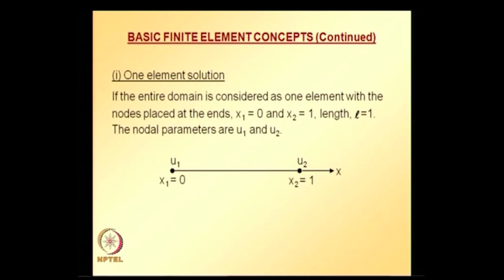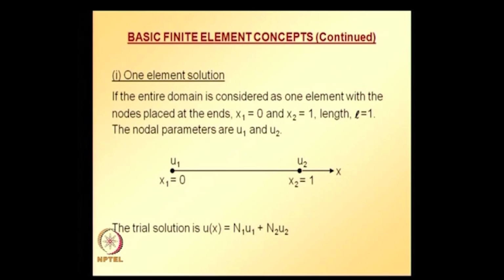The nodal parameters, or the unknowns that are to be determined, are denoted with u1 and u2. u1 corresponds to node 1, u2 corresponds to node 2. And now for this element, you know what is node 1 and what is node 2. So you can easily write the trial solution as N1 u1 plus N2 u2, and from the nodal coordinate information that is given to you here, you can easily find what is N1 and what is N2.